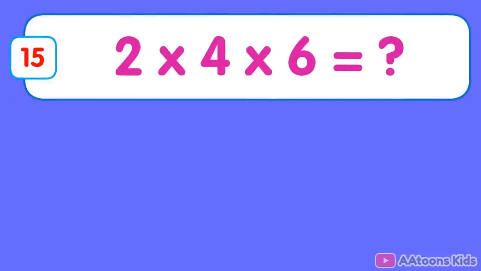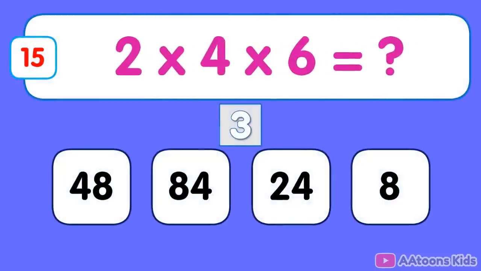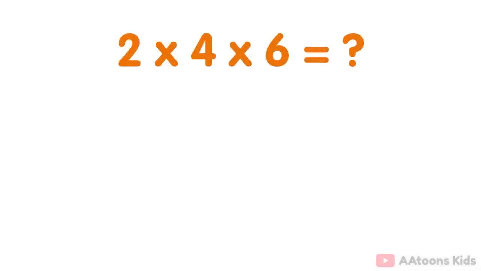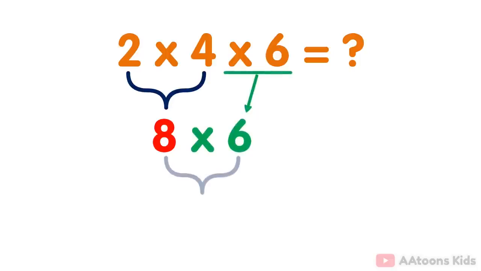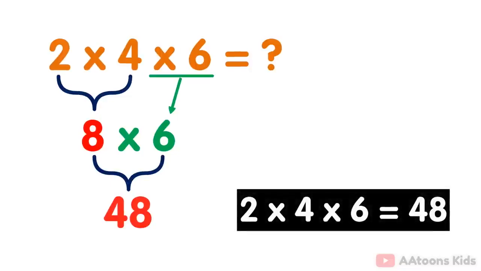2 multiplied by 4 multiplied by 6. 48. Simply multiply the numbers 2 and 4, which equals 8. Then you multiply the result 8 by 6, you will get 48. Therefore, the answer to 2 multiplied by 4 multiplied by 6 is 48.